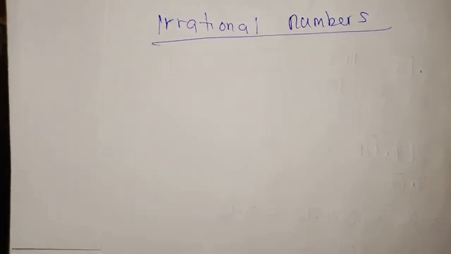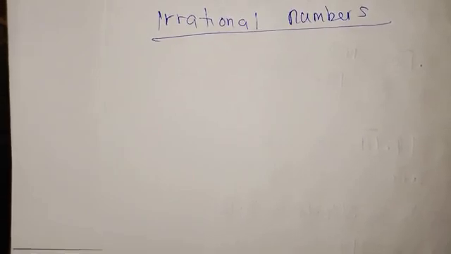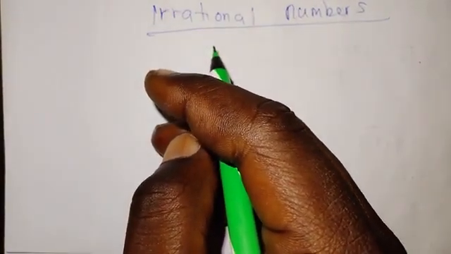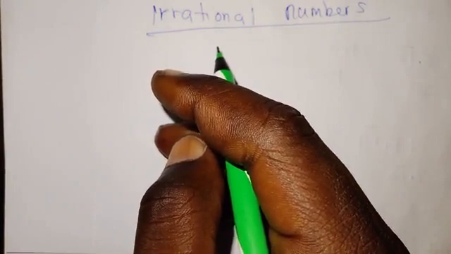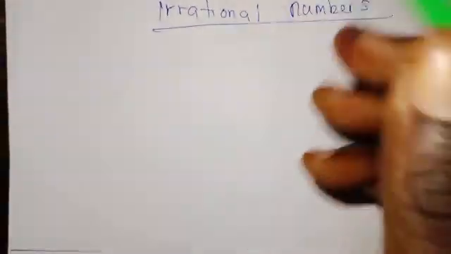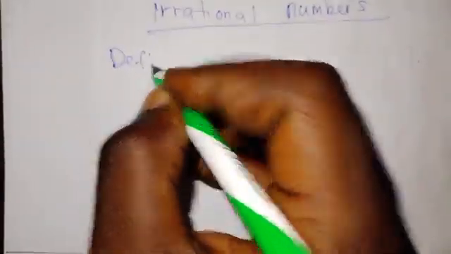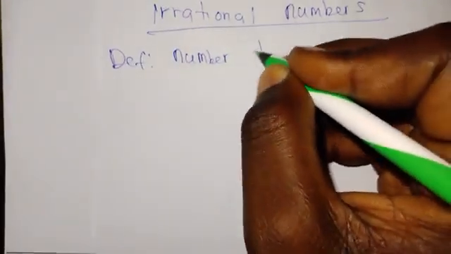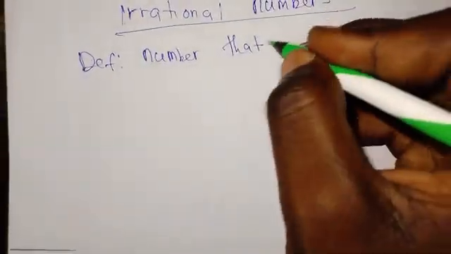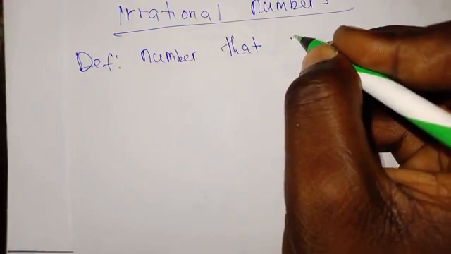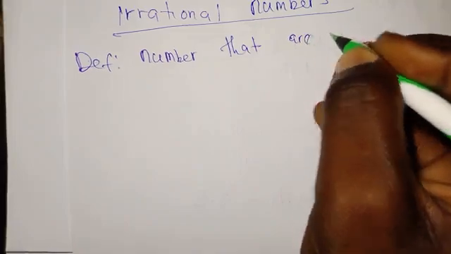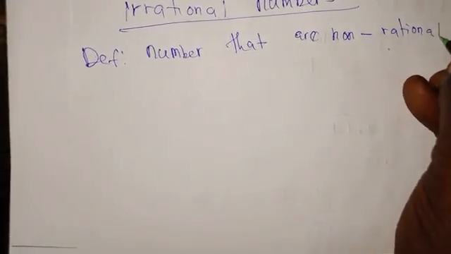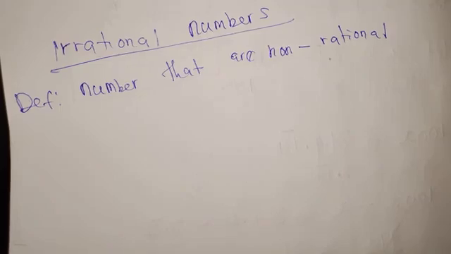So irrational numbers in this case are just the opposite of rational numbers. Remember, a rational number is anything which can be in the form of a over b. But when it comes to irrational numbers, it is the opposite. So the definition of an irrational number, we're simply saying, is numbers that are non-rational.